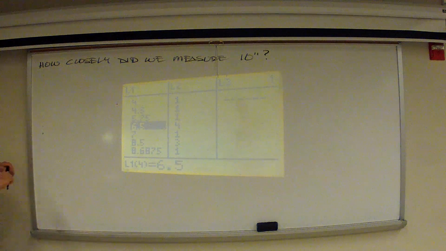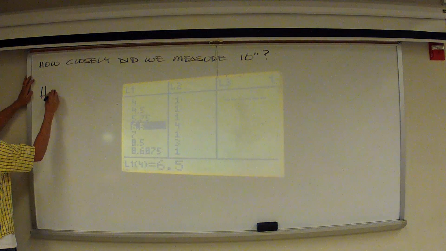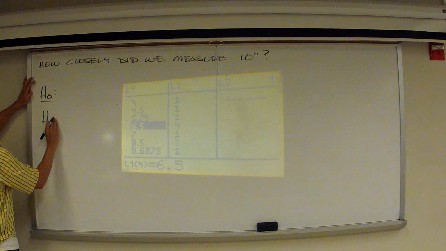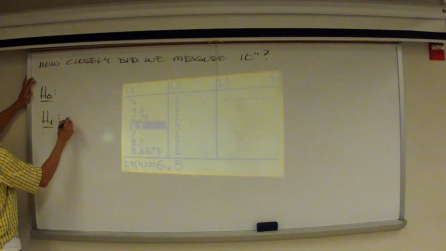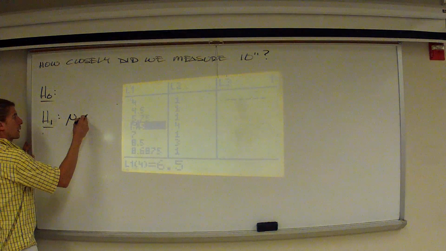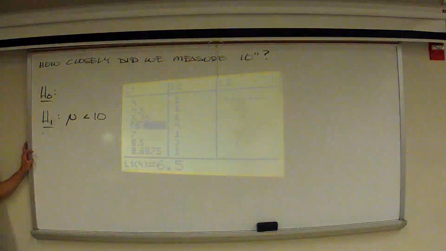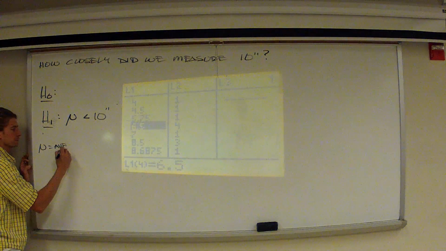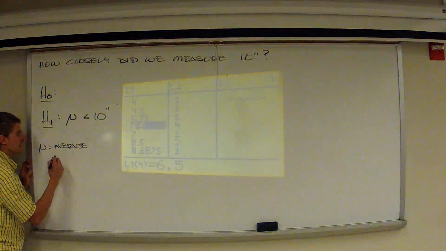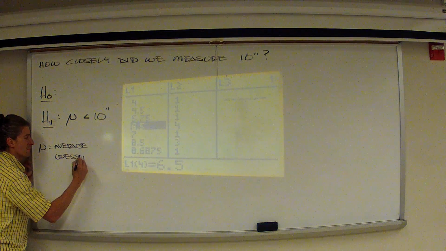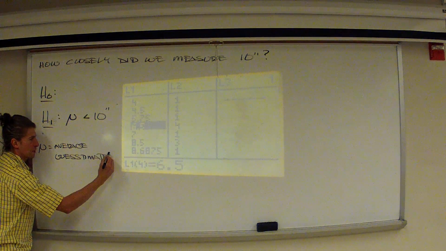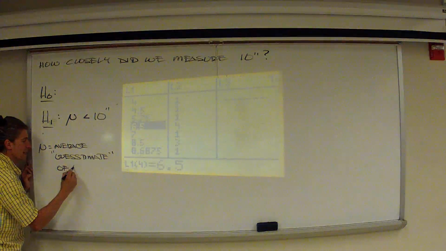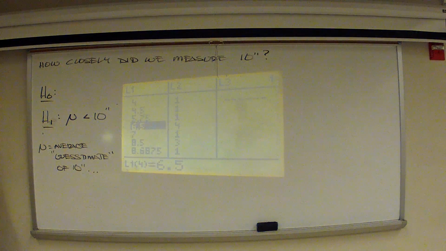So perhaps for some hypotheses on this one, the claim is that on average we're hitting below the 10 inches we should be hitting. And I'm going to define mu as the average guesstimate, to use a fun word to say. The average guesstimate of 10 inches in this class.